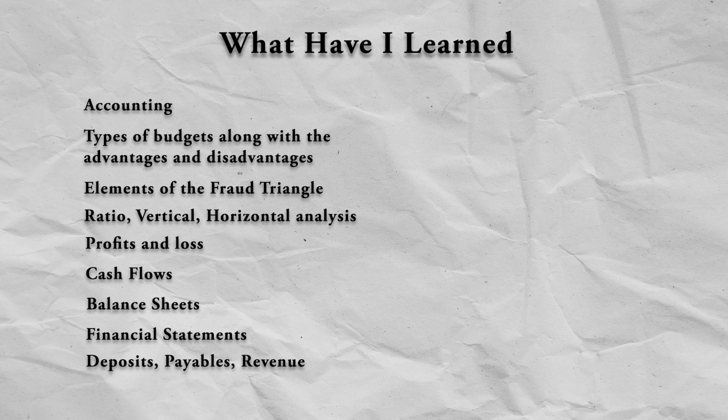Slide 7. What I have learned. Accounting. Types of budgets along with the advantages and disadvantages. Elements of the fraud triangle. Ratio, vertical, horizontal analysis. Profit and loss. Cash flows. Balance sheets. Financial statements. Deposits, payables, and revenue.